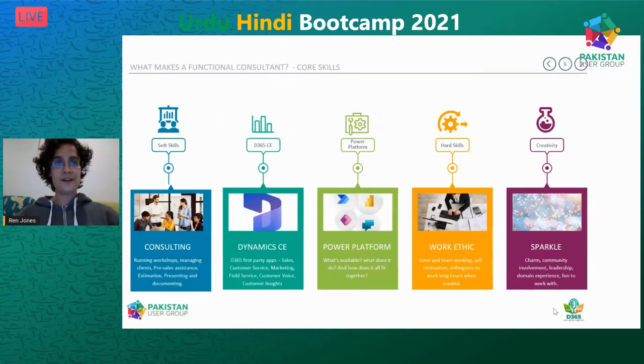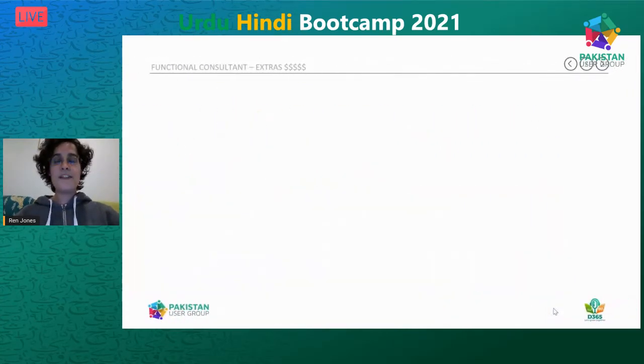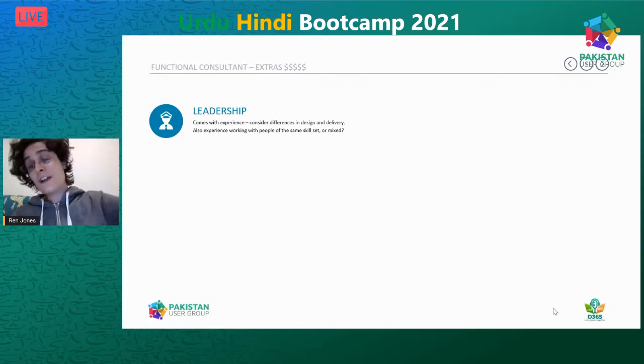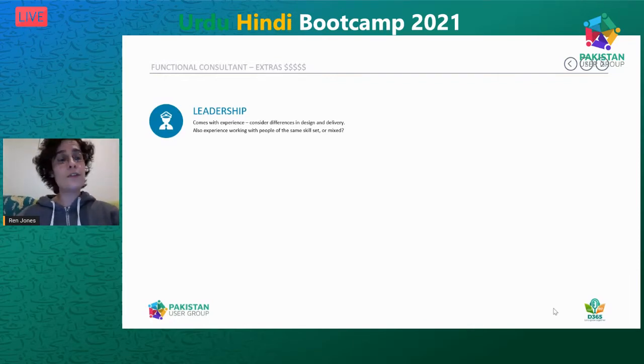All right, so lastly, what are the extra things that we can have on a functional consultant? So last slide, we had all the standard stuff. What are some of the extras that a business might be looking for? So first one, leadership. So that comes with experience as a functional consultant. So if you've been doing this for a few years, you've probably been in a situation where you're leading a team, but that might be a team for design. It might be a team for delivery.